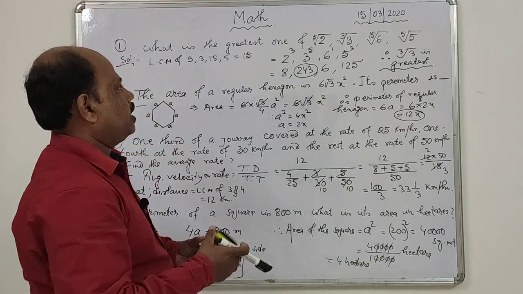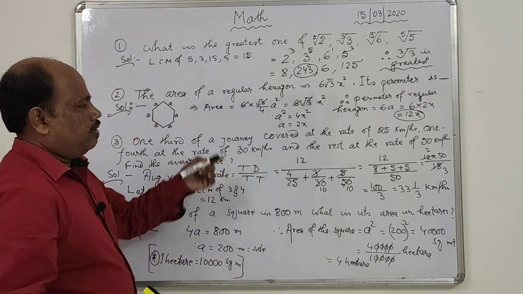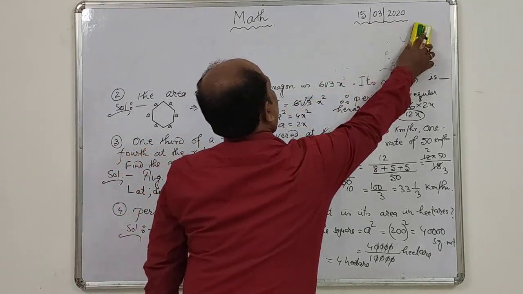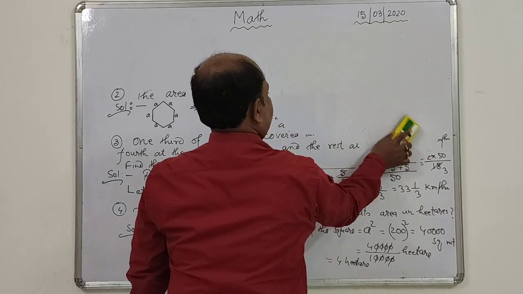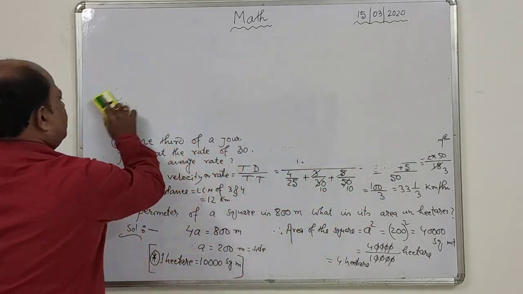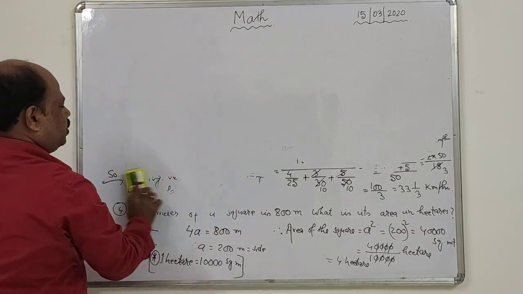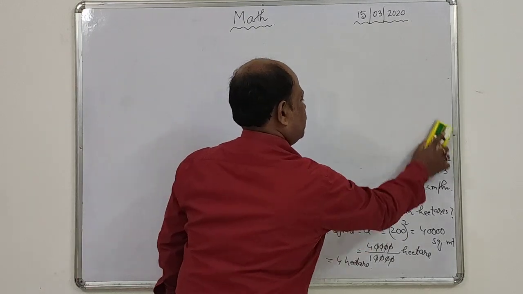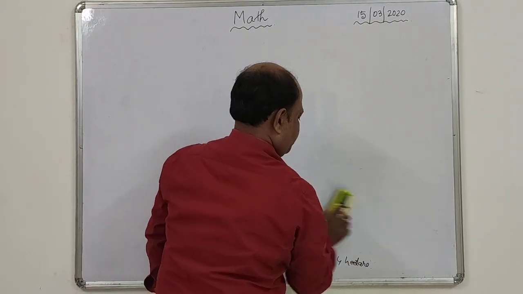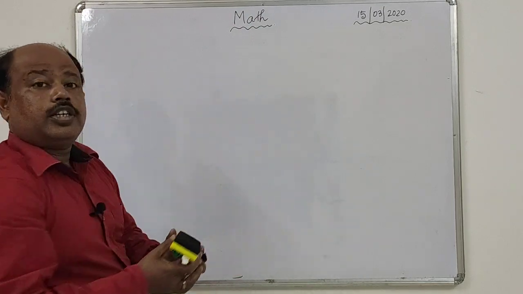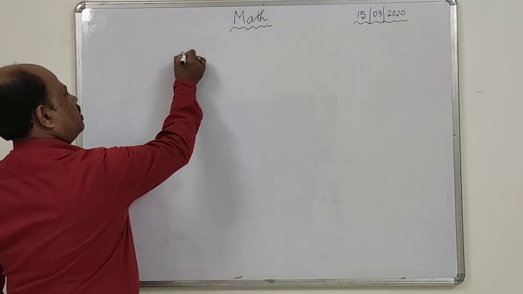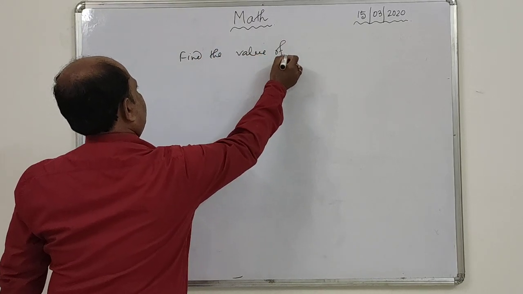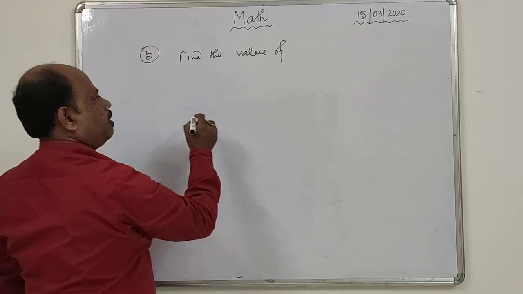Another one, see another question of a different type. After erasing these, I am doing another sum for you on the board, also VVI, and it will be very easy for you. Just in 1 second you can get the answer to this type of question. What is the question? Find the value of question number 5.